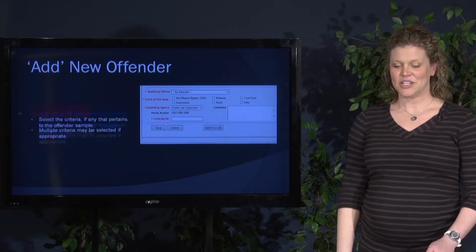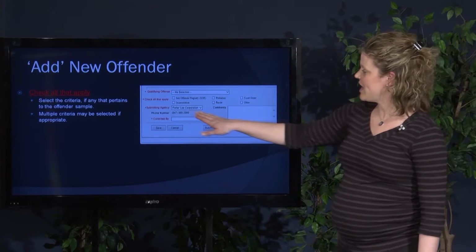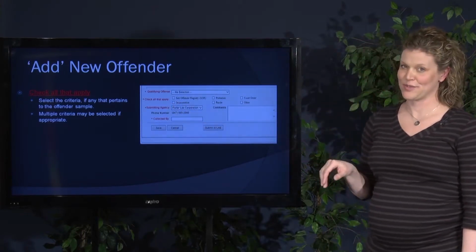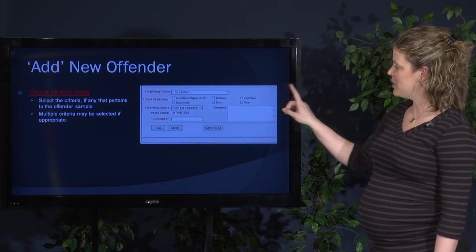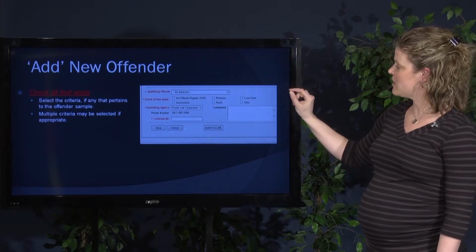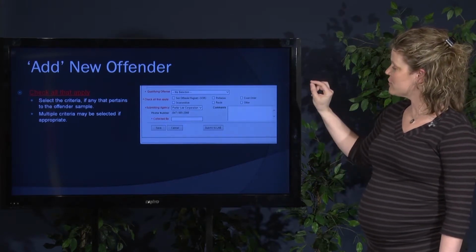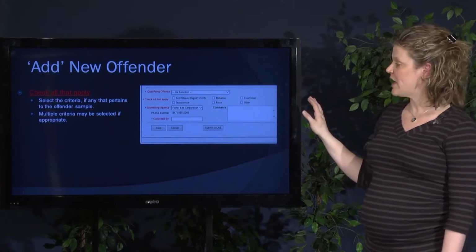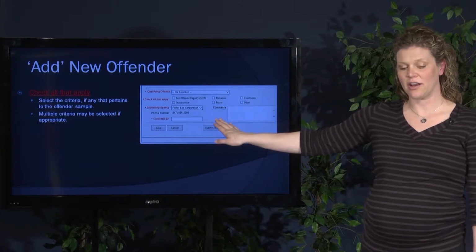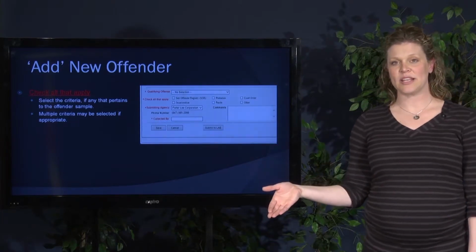All right, the check all that apply, which is right here. Again, I apologize for the small font, but it is in your manual. We have a couple of different options here. We have a sex offender, incarceration, probation, parole, court-ordered, and other. You can select multiple criteria here, but please select something that applies to your offender.